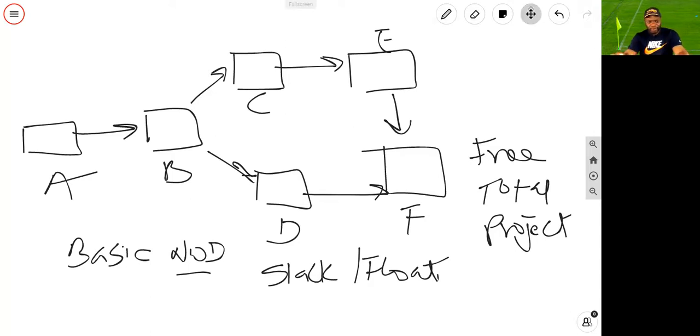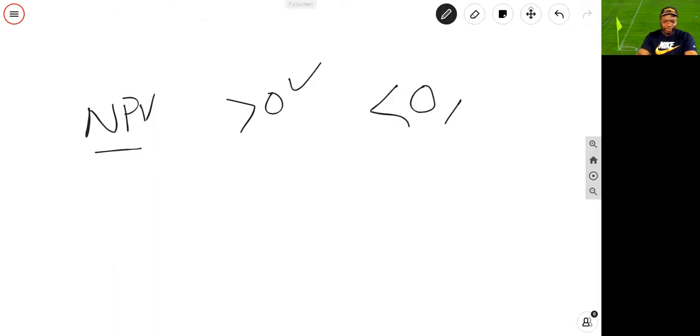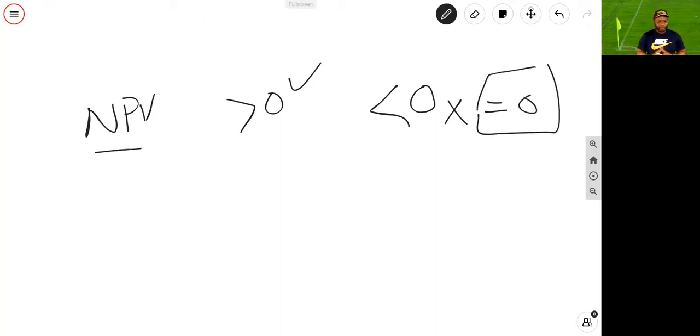Okay? When it comes to project selection methods, NPV, understand the major concept: greater than 0, good, accept the project. Less than 0, you're going to lose money, reject the project. Equal to 0, it really depends on other factors, whether you accept that or not, but you're neither going to lose nor add money to the firm.